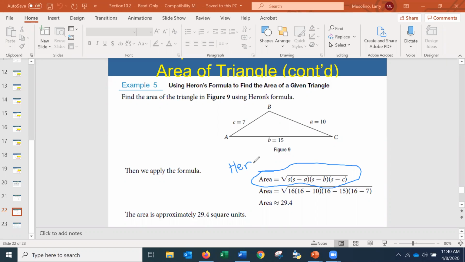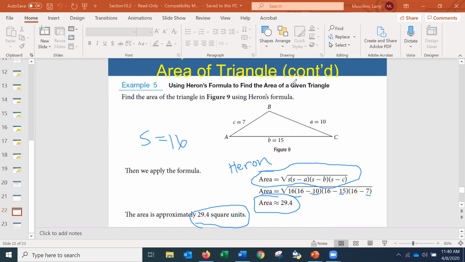All right, we just figured out S. S was 16 in our example here. So I'm just plugging all of these numbers in. Here's S, here's A, here's B, here's C. Take the square root on your calculator, and the answer here, this area is 29.4. Remember, anytime you measure area, it's square units. So this might be like square feet or square meters.